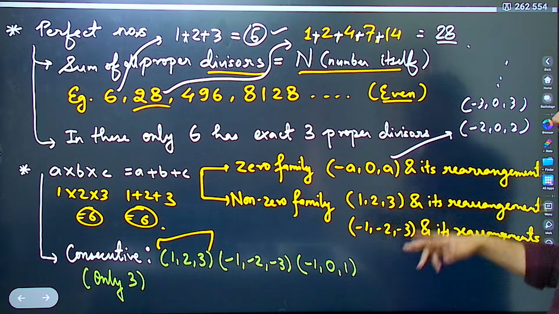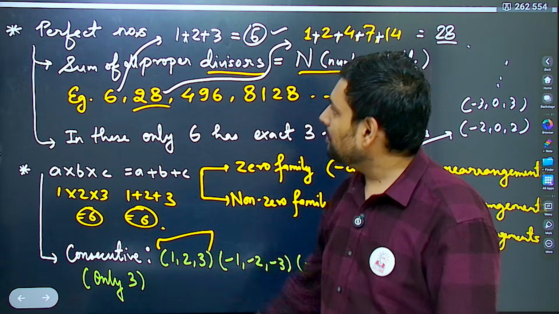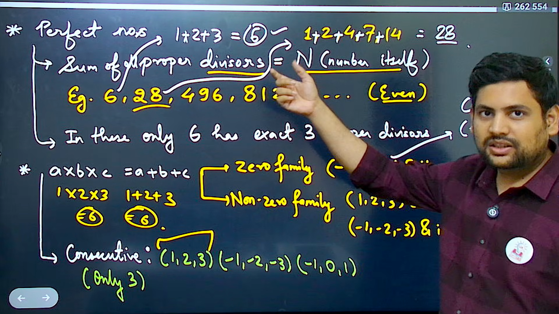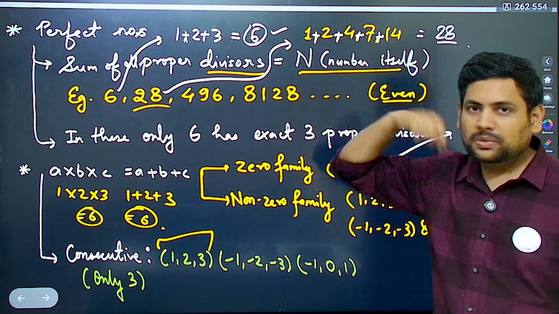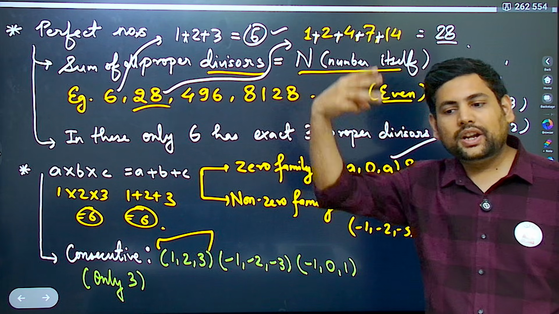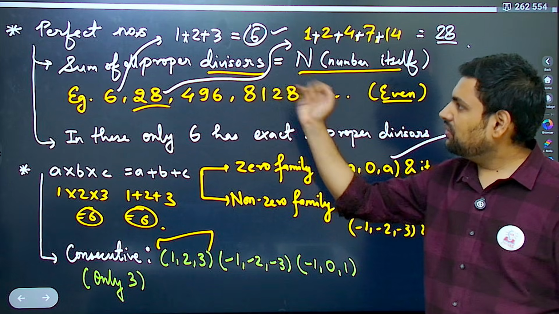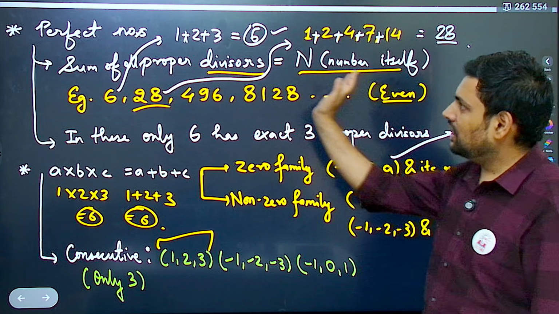Then there was this perfect number. Perfect number, you remember, is the sum of all proper divisors. Proper divisor means what? You have to remove that number itself. For example, proper divisors of 6 are 1, 2 and 3, not 6. So the sum of proper divisors is equal to the number itself.